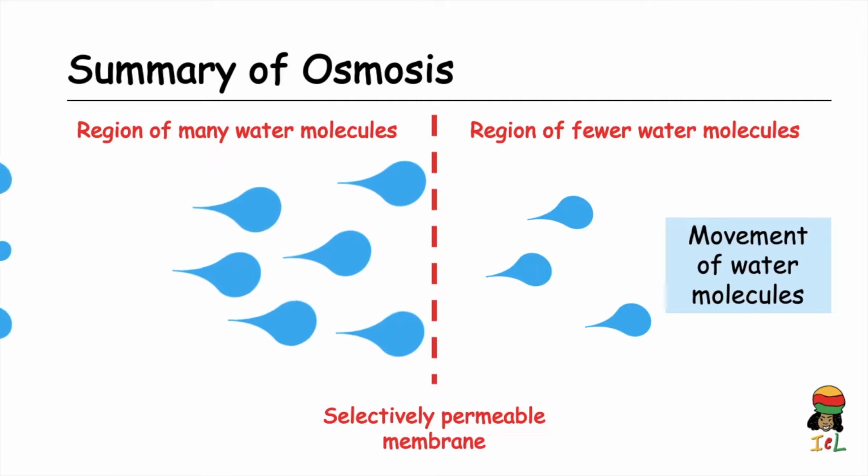So as we can see from our illustration, the water molecules are moving from the area where there are many water molecules through our selectively permeable membrane to the region where there are fewer water molecules.